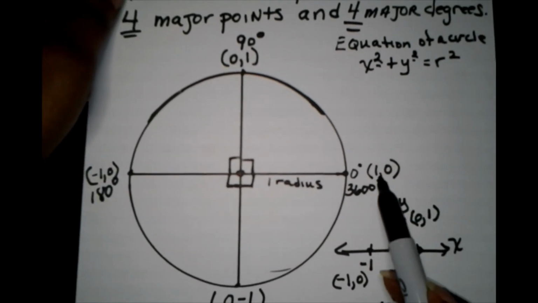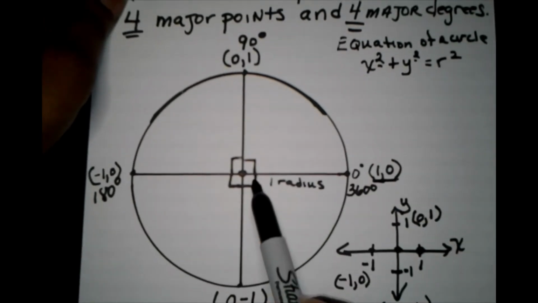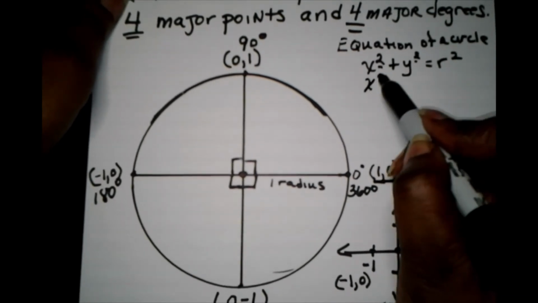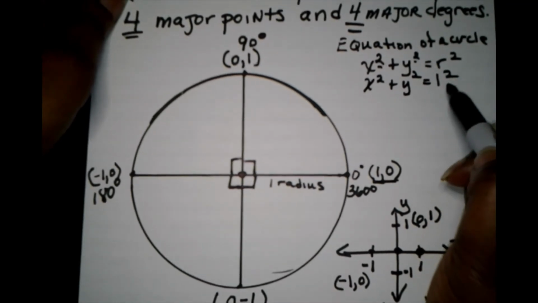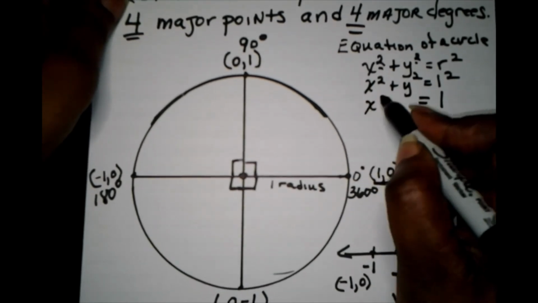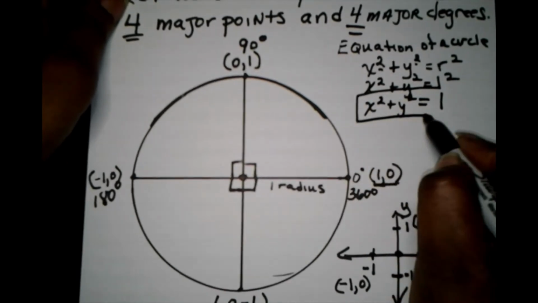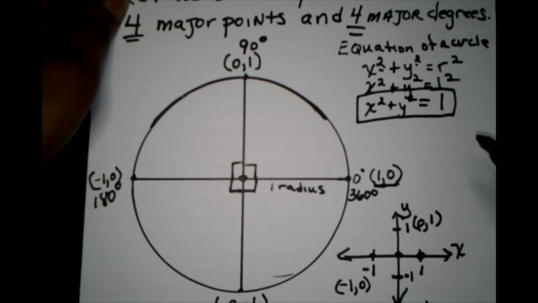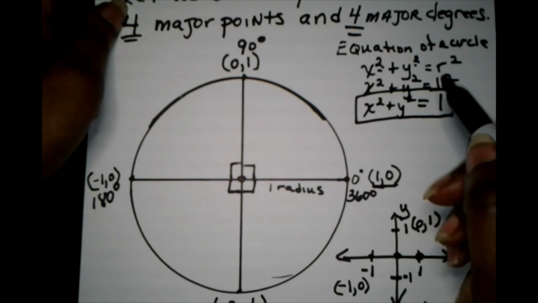Now take a look at this point right here. And we're going to prove these. The radius we know is 1. So if I put x squared plus y squared equals 1 squared. Now what is 1 squared? Isn't 1 squared just 1? So x squared plus y squared equals 1. So this is the formula that relates to the unit circle. That one right there: x squared plus y squared equals 1. Because 1 squared is 1, we don't need to put 1 squared. It's going to equal 1 every time.